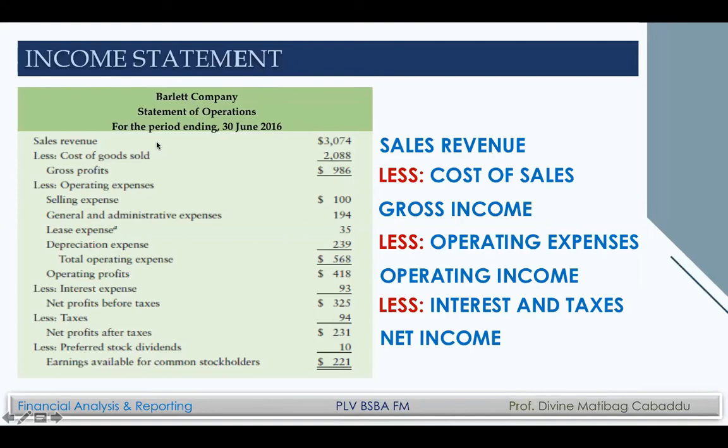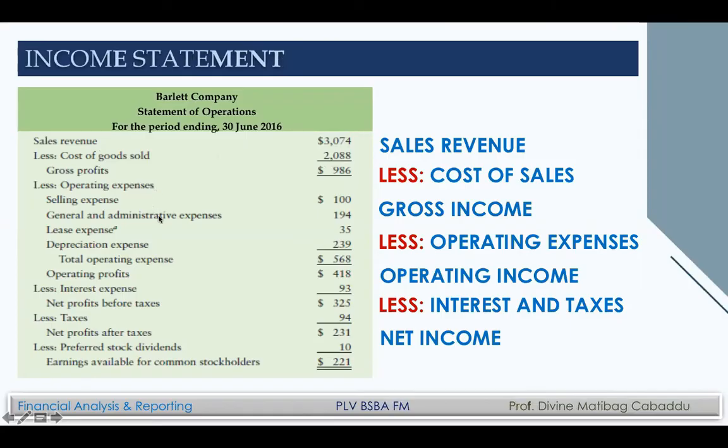Now you can see here the basic presentation. Sales revenue, deduct cost of sales is equal to gross income, less operating expenses is equal to your operating income, less interest and taxes is equal to your net income. So makikita mo yung tatlong major income. We have gross income, operating income, and net income. Alright? So this is how we present it. So sales revenue, ito yung benta. Tama? Ilan ang nabenta mo at magkano? And then, cost of goods sold, ito yung pinuhunan mo. Ang matitira sa'yo, $986.